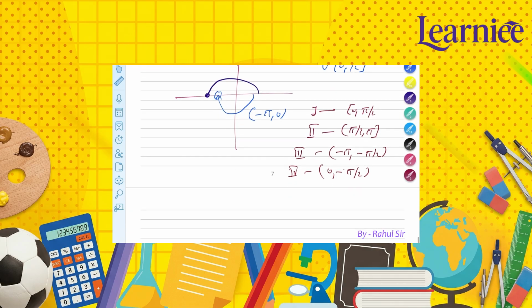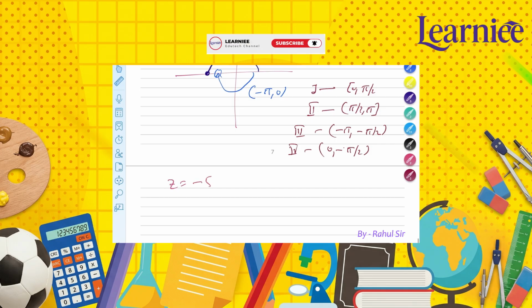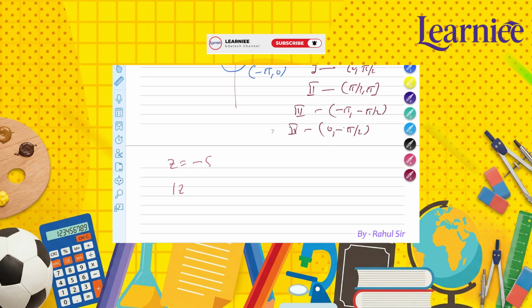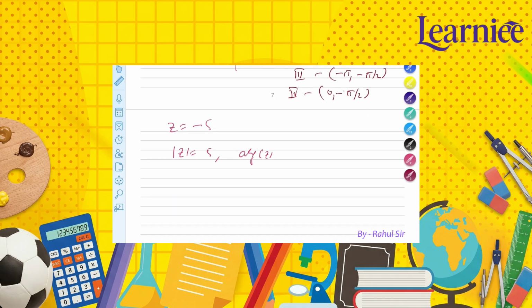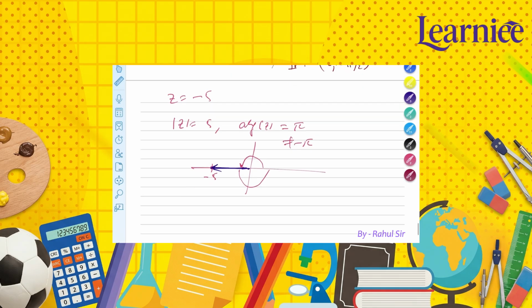For example, let's say any complex number z is equal to minus 5. If I talk about the modulus of z, it is 5. What is the argument of z? If you look at it, minus 5 is here, so the vector is like this and its direction is here. So this argument is pi. We will not say minus pi, because minus pi has an open bracket, we can't have minus pi, we can have only pi.